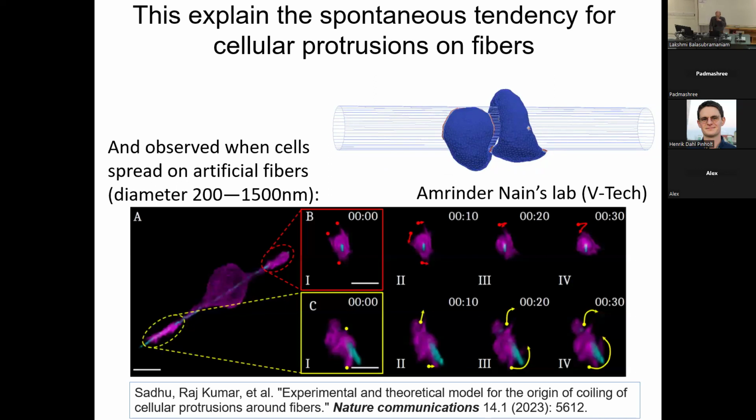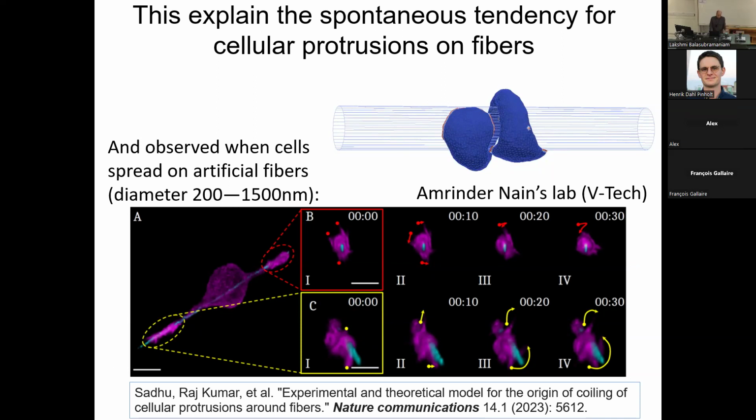And we found nice evidence for this in how cells send out protrusions along fibers, from the work of Amrinder Nain at Virginia Tech, where he places cells on these artificial fibers of very small radii, highly controlled. And you could see that the front of these protrusions, as they are being sent outwards, is continuously rotating in a similar spontaneous manner.